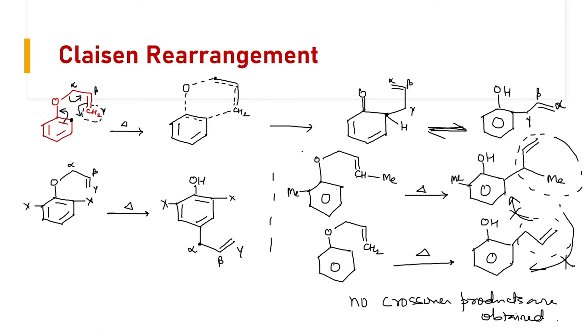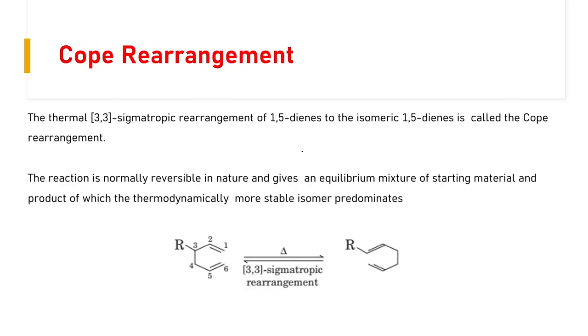Remember, Claisen rearrangement and Claisen condensation have a lot of difference. And the last one is the Cope rearrangement. What is Cope rearrangement? Cope rearrangement takes in 1,5-dienes. Okay, it's a thermal rearrangement of 1,5-dienes to isomeric 1,5-dienes, that is known as Cope. But a 1,5-diene ka ek isomeric 1,5-diene mein conversion ho jata hai.